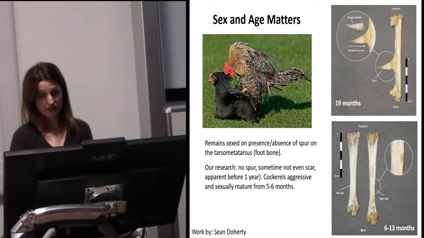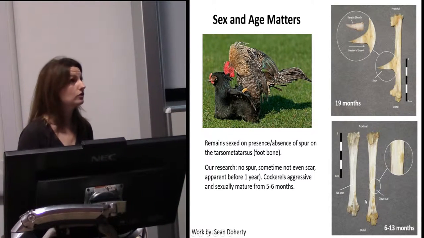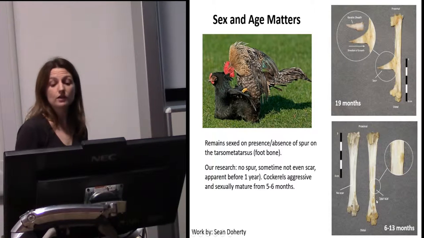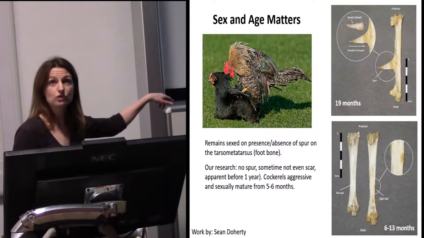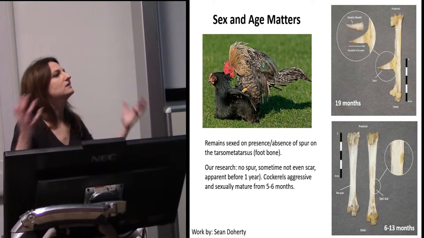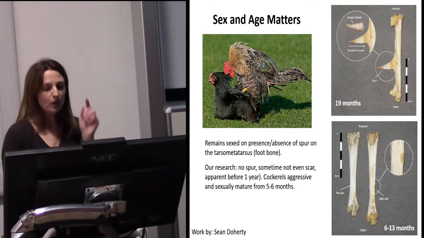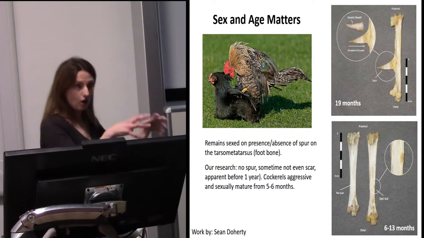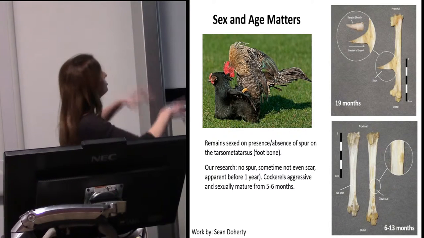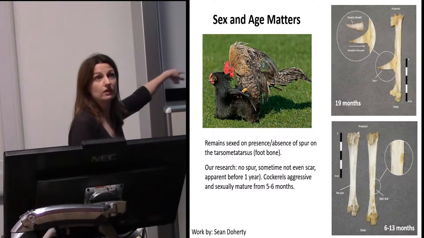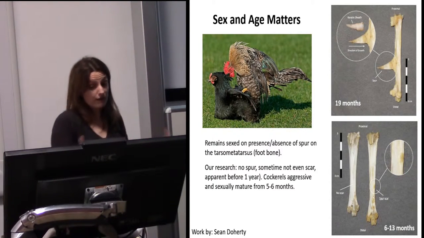So these guys here are 6 to 13 months. We see no evidence of the spur, right? So a zooarchaeologist would potentially label this as a female chicken, and therefore we wouldn't necessarily understand the sex structure. But what I need to tell you is that Gunther, our horrible rapey cockerel, he was nasty, nasty, nasty by 5 or 6 months of age. That's when they become fertile.